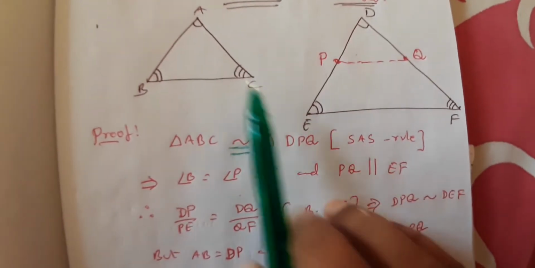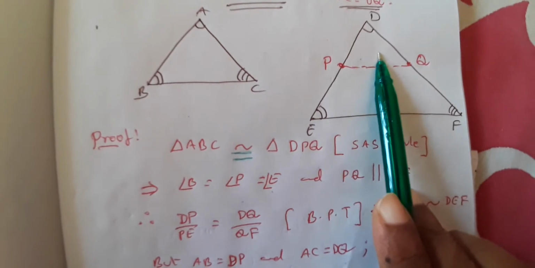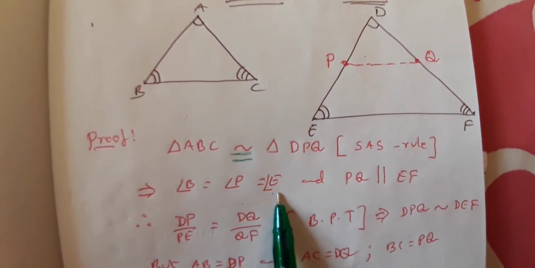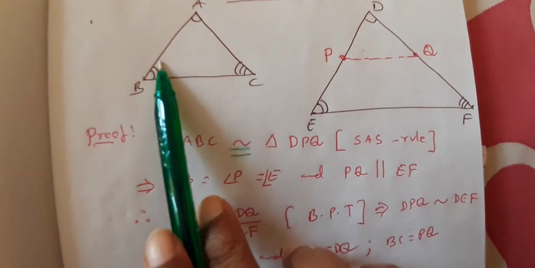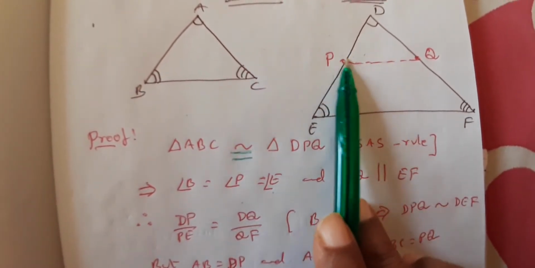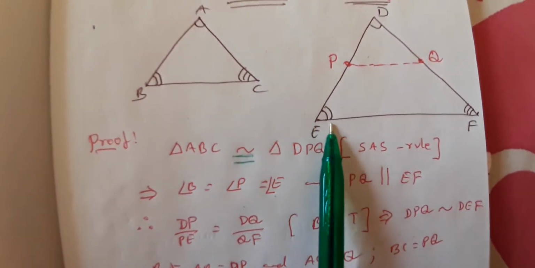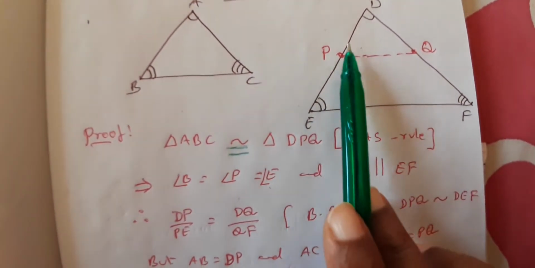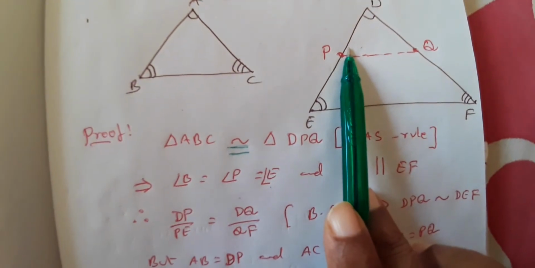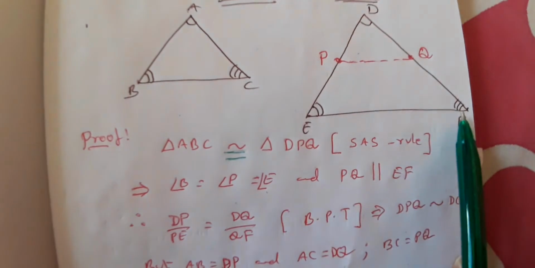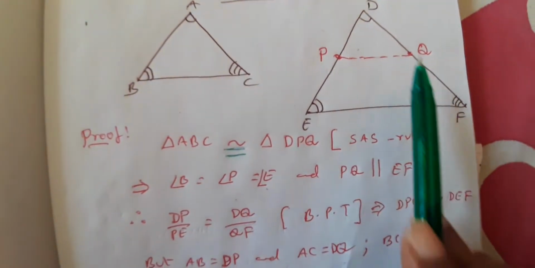So when I say that this triangle is the same as this one, then obviously angle B is equal to angle P. But already given, angle B is equal to angle E. That means now this angle is also equal to this angle. So when can this be possible? Similarly, you can also say that angle Q is equal to angle F. So when is this possible?